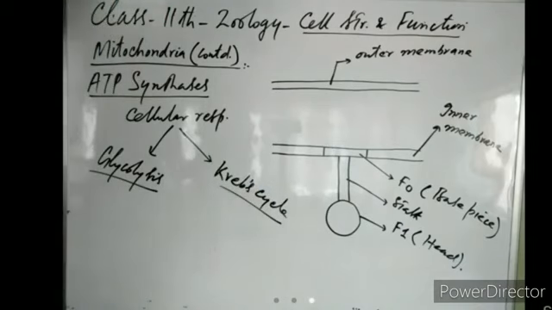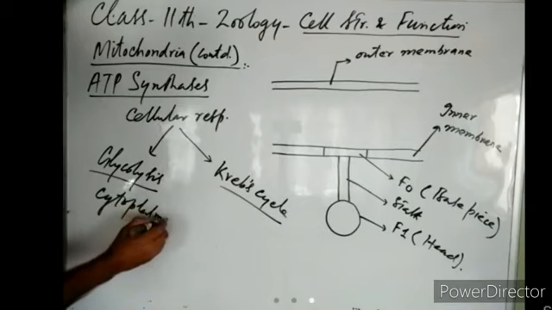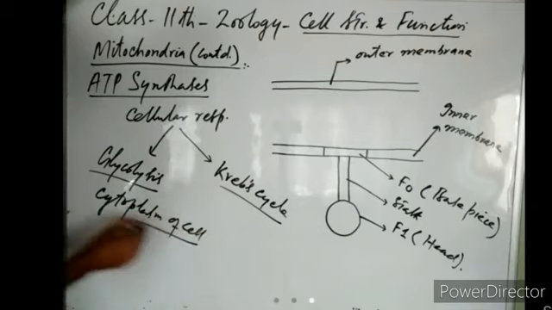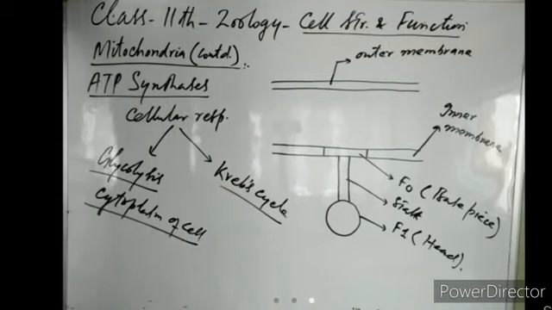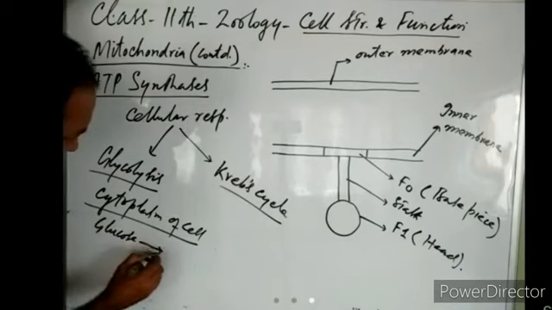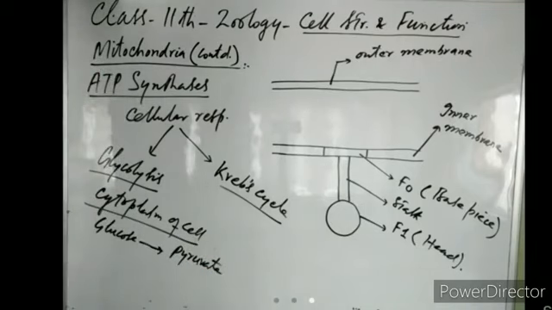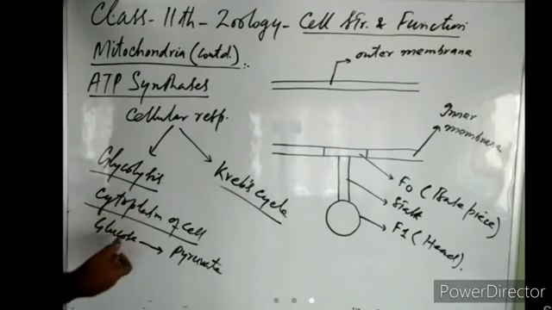This glycolysis, as you know, occurs in the cytoplasm of the cell. And in this process of glycolysis, glucose is converted into pyruvate. So the phase of cellular respiration which occurs in the cytoplasm of the cell is known as glycolysis. Glyco means glucose, lysis means breakdown. So in this phase, glucose is broken down into pyruvate.